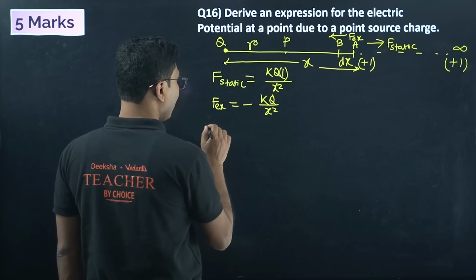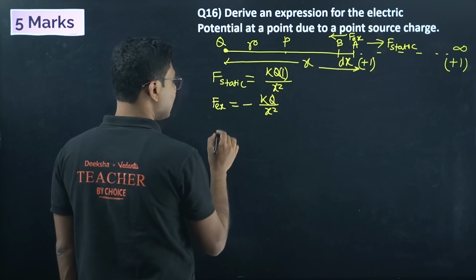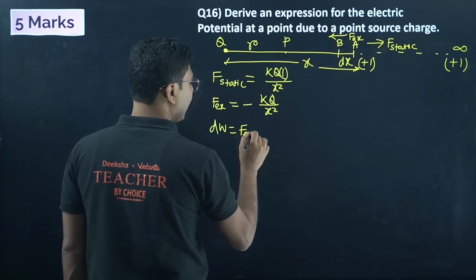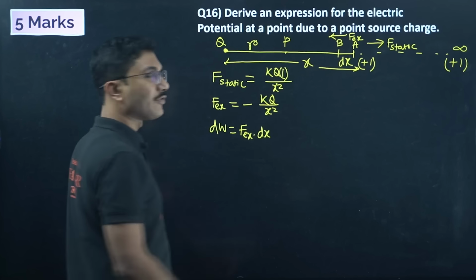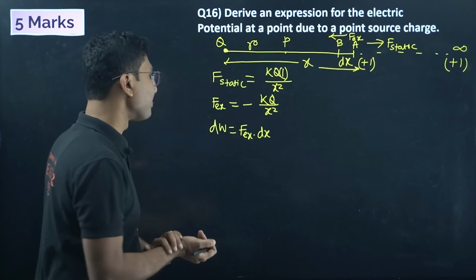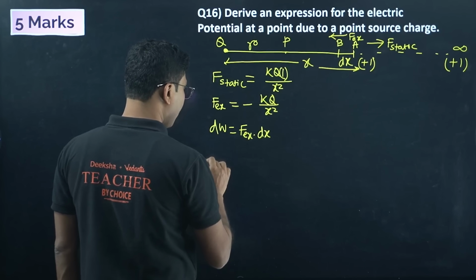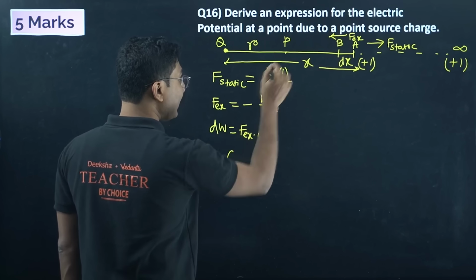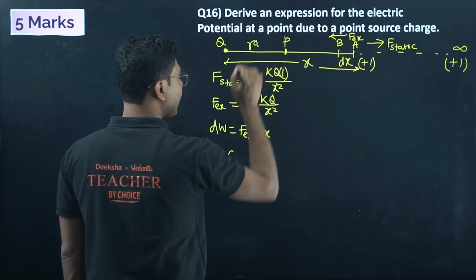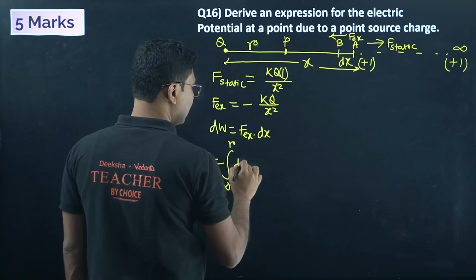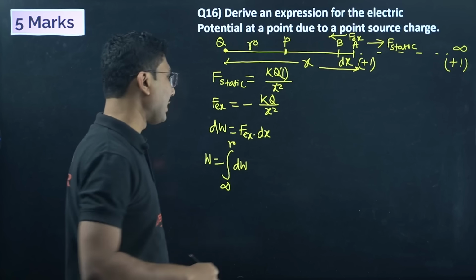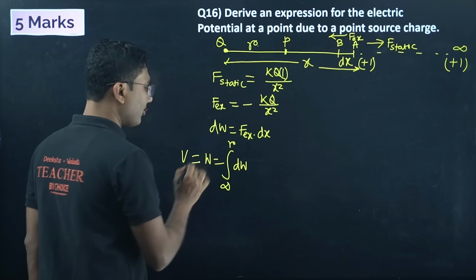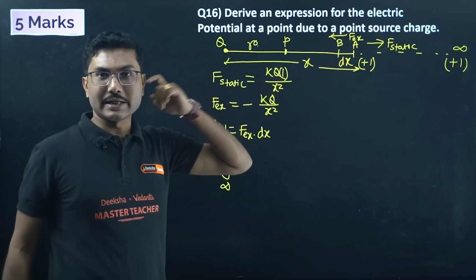Now, what is the work done to move the charge by a small distance dx? The small work done is given by the external force times displacement, right? This is the definition of work done that we learned in our PU1. To find the complete work done, we have to start at infinity and reach this point, which is at a distance r, and integrate this small work done. Then we get the complete work done, and this is actually the electric potential, because we have taken the test charge as 1.